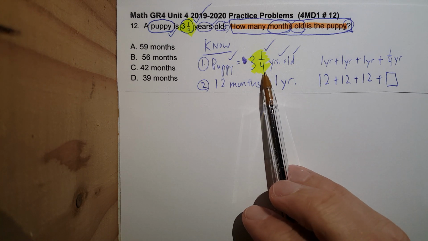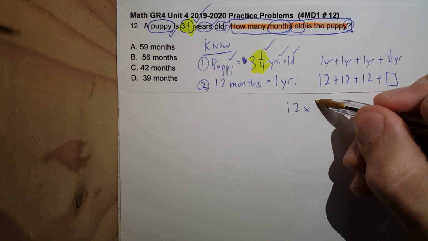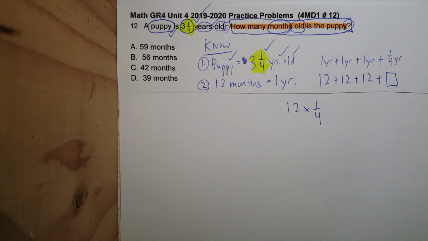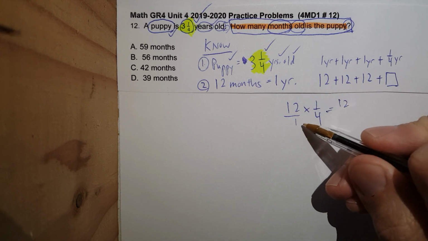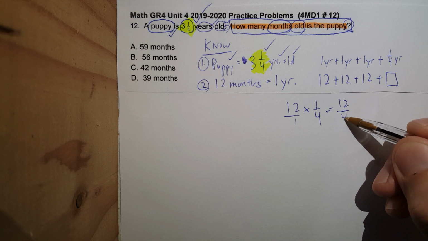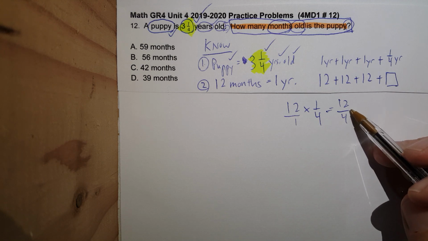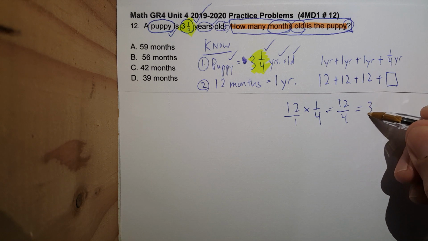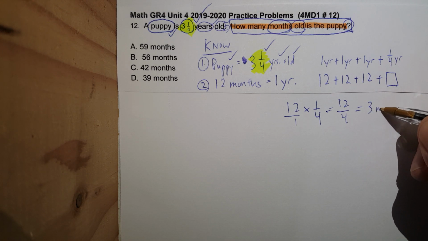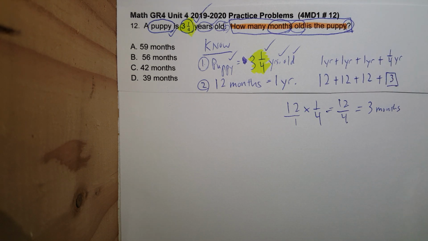Okay, so going back to unit 3 in fractions, I have 12 times 1/4. 12 is the same thing as 12 over 1. 12 times 1 is 12. 1 times 4 is 4. 12 divided by 4. There are still a lot of kids who do not know how to divide. So 4 times what gets me 12? 3. So I put the 3 in here. 1/4 of a year is 3 months.